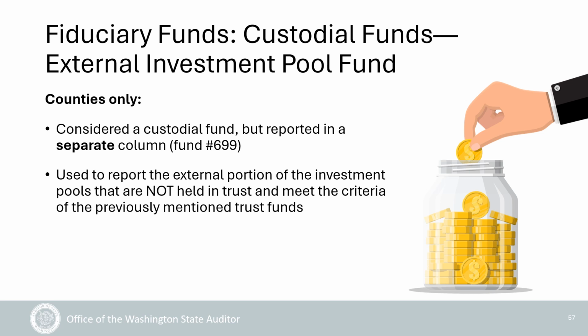This is the only fund that has a specific mandated number instead of a range. To report a custodial external investment pool fund, you must assign fund number 699 to that fund to record correctly in the online filing system.